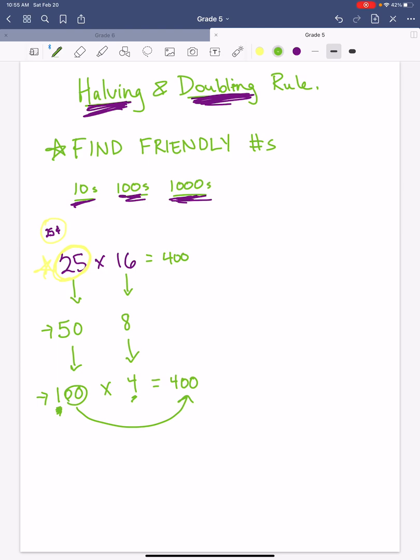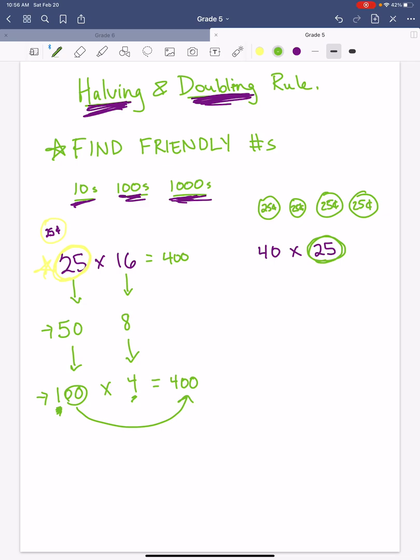Okay, so let's try one more where there's 25 in there. So maybe you had 40 times 25. Okay, so I'm looking and I know that there's that magic number 25. I'm thinking of quarters. 4 quarters are in $1, right? I would need 25 cents plus 25 cents plus 25 cents plus 25 cents. So I'm having to double twice, which is essentially like turning it into 4s, right?